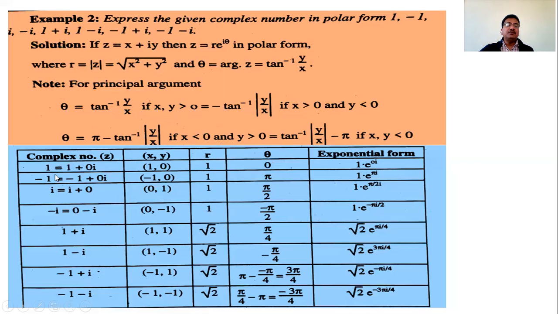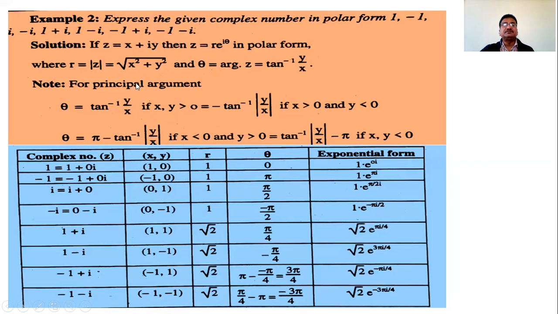Okay, so we have to find the modulus and argument of 1. One is also a complex number. We can write 1 as 1 plus 0I, so (1, 0) is its ordered pair, coordinate form. And then its modulus r is root of x square plus y square, that is 1 square plus 0 square, root 1, which is 1. That is its modulus. And what is the principal argument?